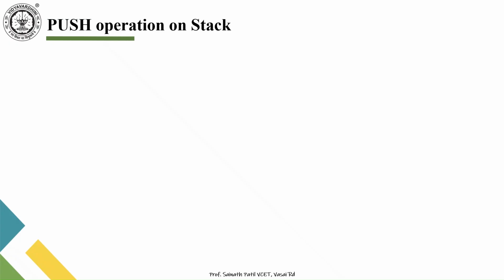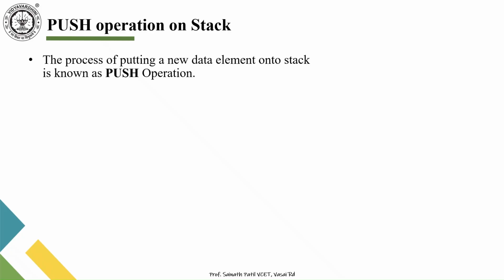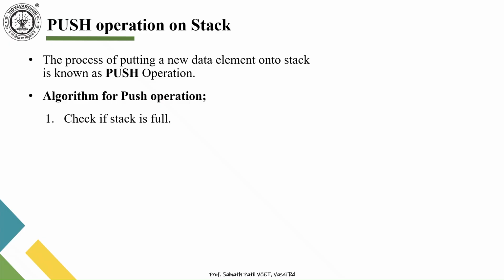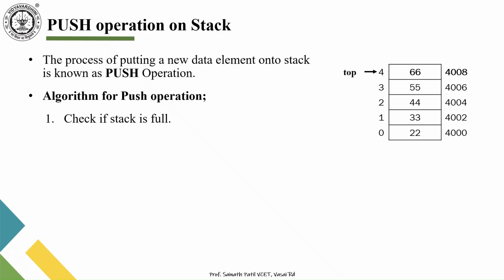Push operation on stack. We know that push is nothing but putting or adding a new data element onto the stack. So the algorithm for push operation is that the very first step is that we should check whether there is space on the stack or not. That is why we check if the stack is full or not. So the situation may be like this, where there is no space on the stack because we decided max is equal to 5. So top is equal to max minus 1. So it will check using the isFull function that the stack is full. So it will produce an error and come out of the program or return to main.